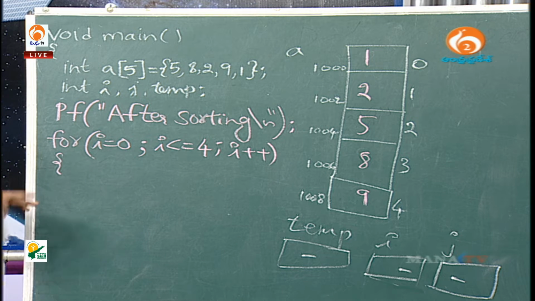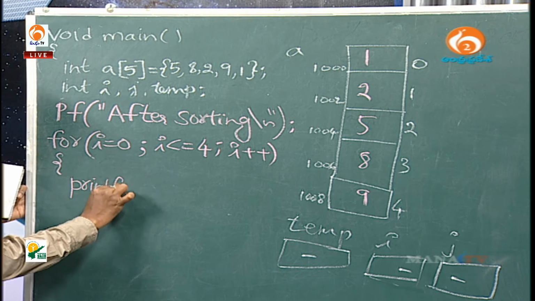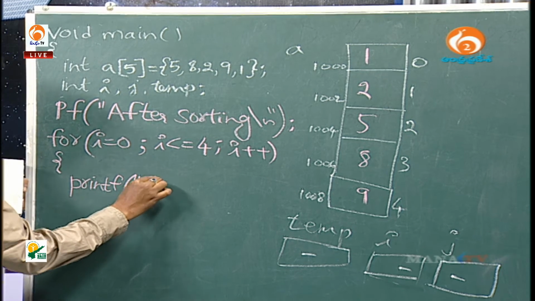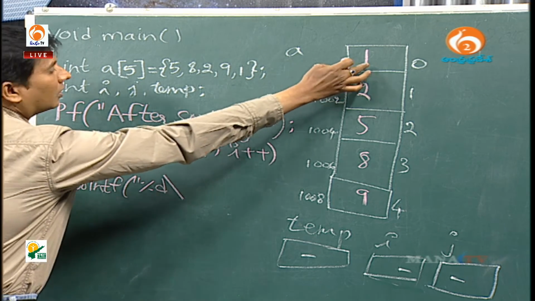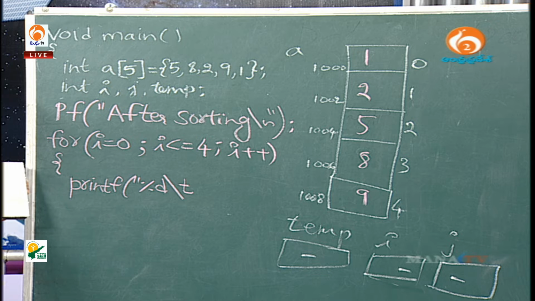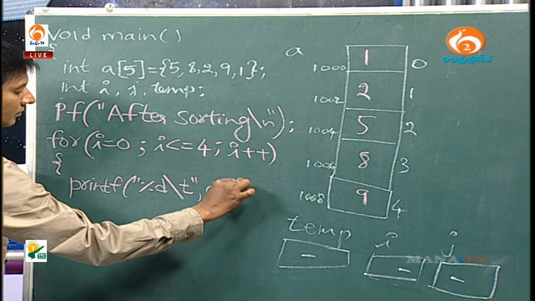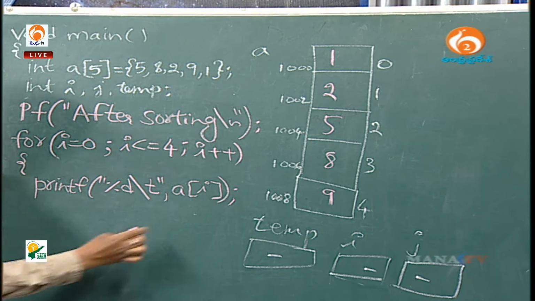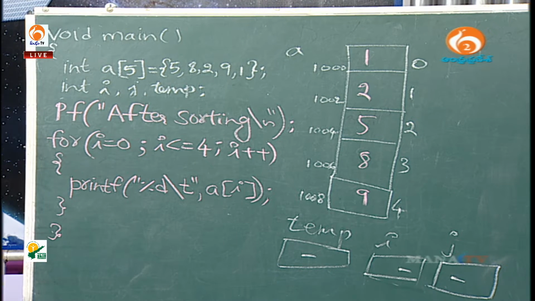Now I want to print 1, 2, 5, 8, 9. Printf %d. For each element I am giving a tabular space, that is \t, which is an escape sequence. Next, A of i. That is it. This is displaying an array.